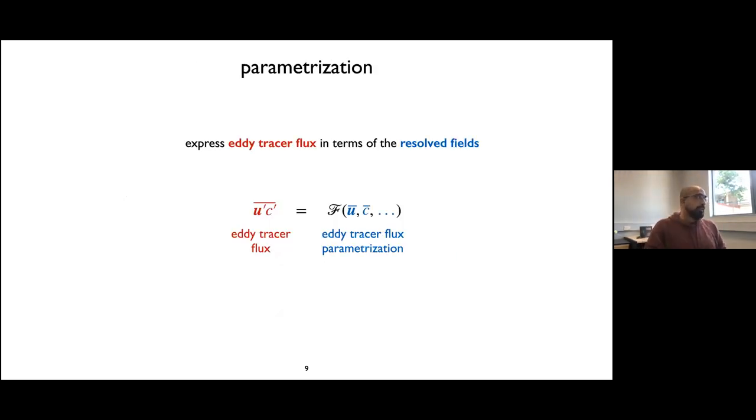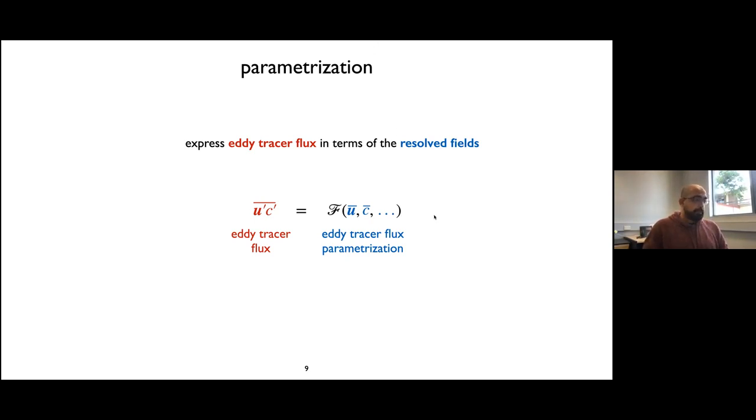So what an eddy parameterization tries to do is express the red term, the eddy tracer flux, in terms of all the blue fields. And I think a slide like this has appeared in almost any talk I've seen up to now. We can use physical intuition to infer what this functional relationship might be, or we can use a neural network, or anything really. But that's the name of the game. That's what we call parameterization.